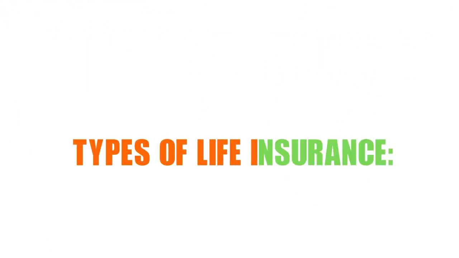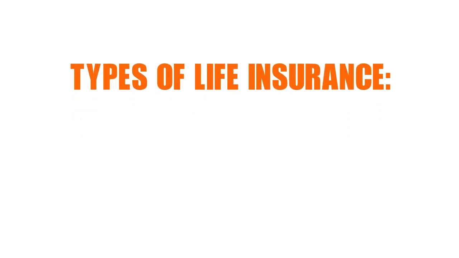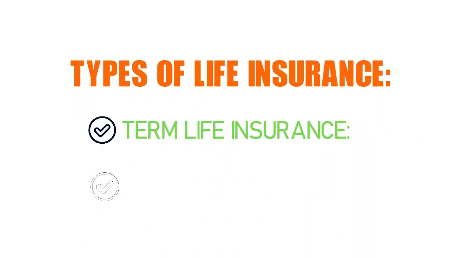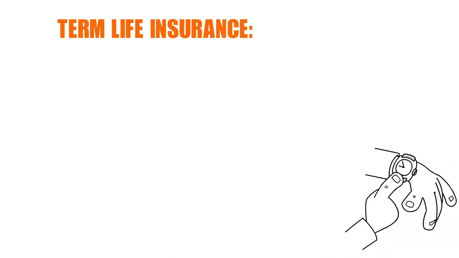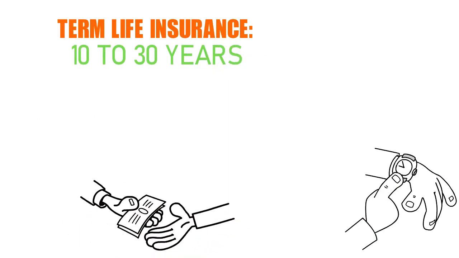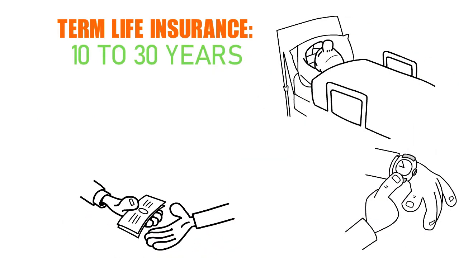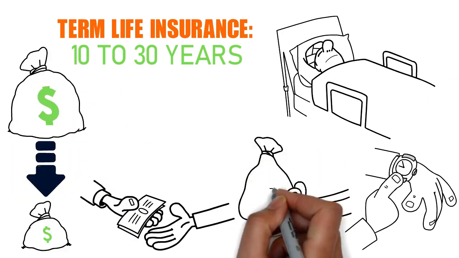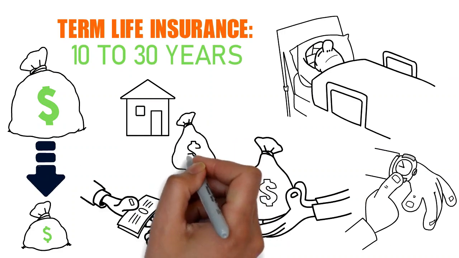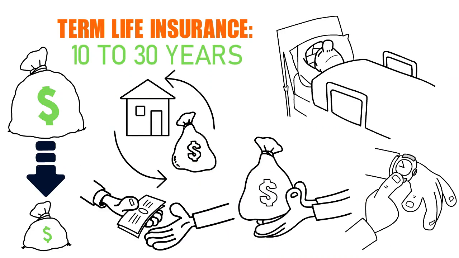Types of life insurance. There are two main types of life insurance policies: term life insurance and whole life insurance. Term life insurance provides coverage for a specific period of time, usually ranging from 10 to 30 years. The death benefit is paid out only if the policyholder dies during the term. This type of policy is generally less expensive and provides coverage for a specific need, such as paying off a mortgage or providing income for dependents.